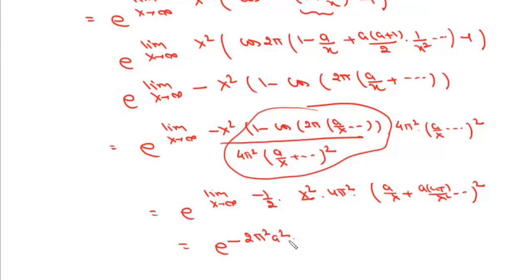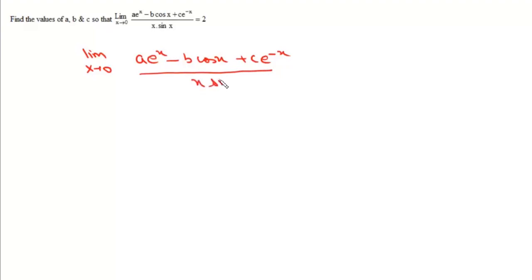Now the question is, find the value of a, b and c so that this limit is equal to 2. We are given that this limit: x tends to 0, a into e to the power x minus b cos x plus c into e to the power minus x, upon x sin x, will be equal to 2. Now we'll solve this question using series expansion.